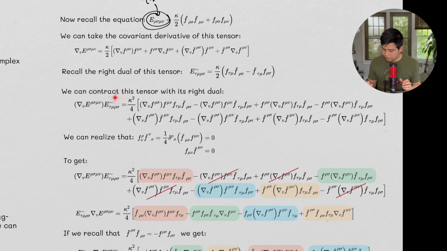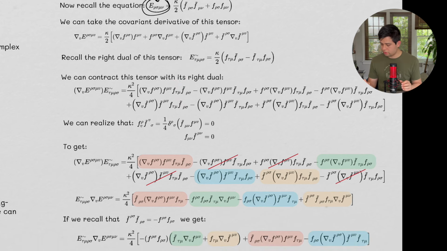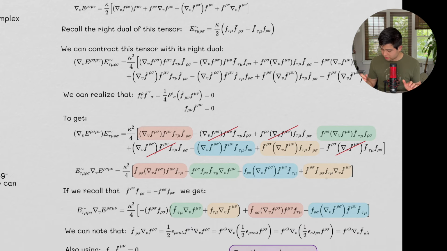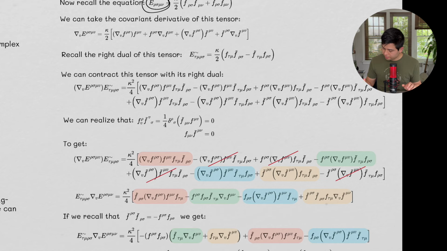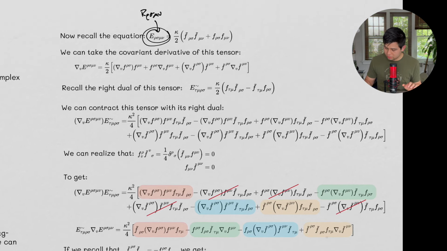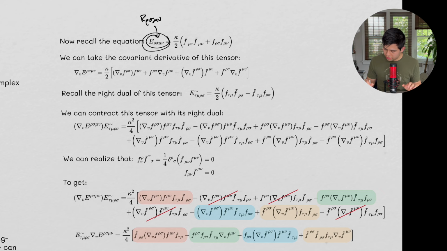Okay, so we can contract the tensor with its right dual, right? This is where things get a little bit math heavy, so I color-coded a few things to hopefully guide us through this process, as you can see. We're going to multiply our covariant derivative with our right dual, okay? And when we do that, you could pause the video, we get all of this, right? We're literally just multiplying this here with this here.